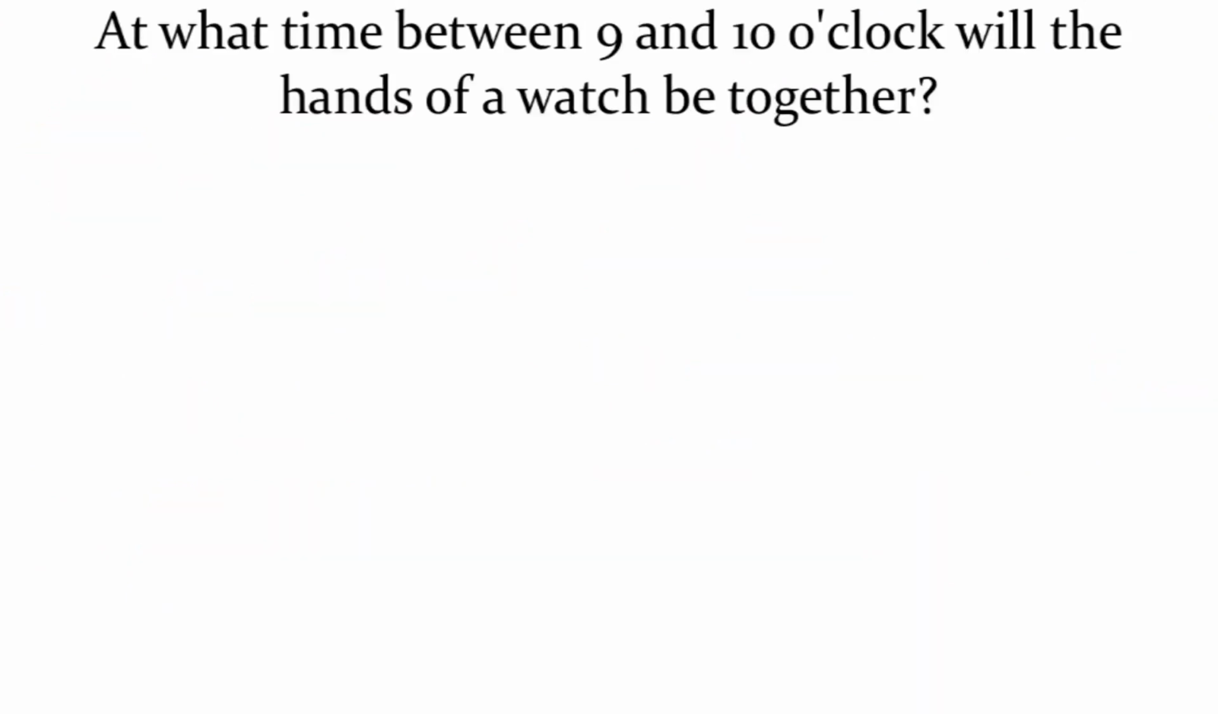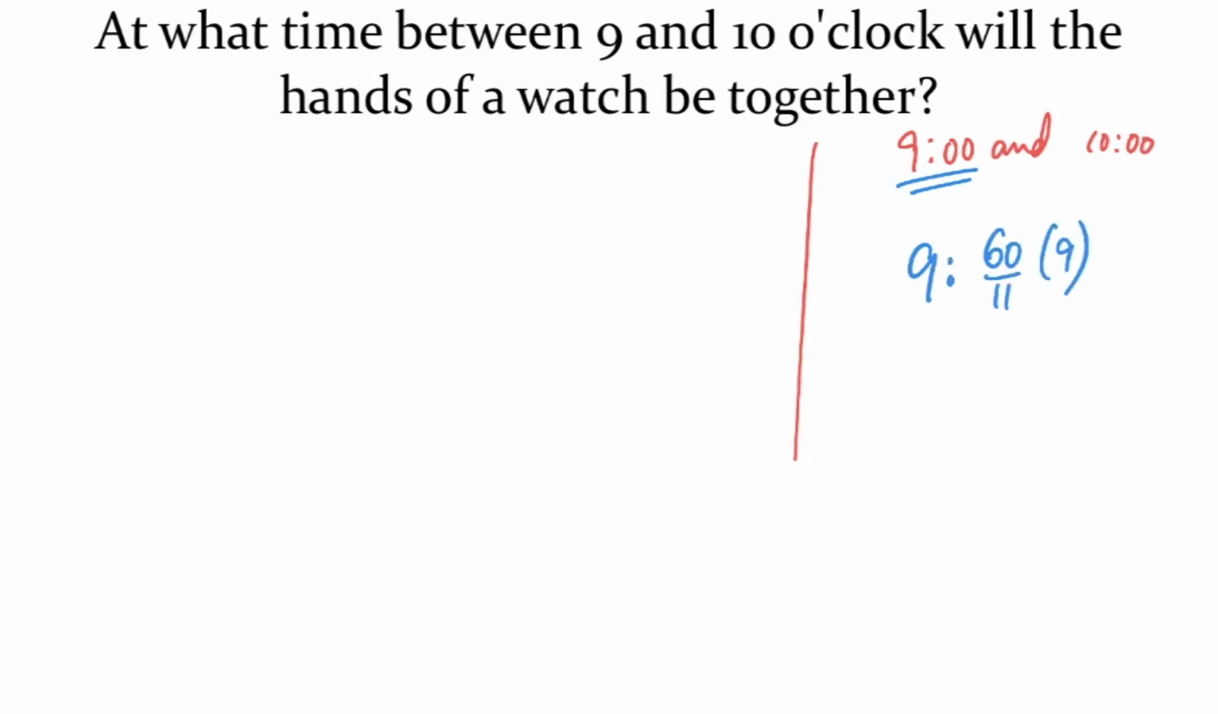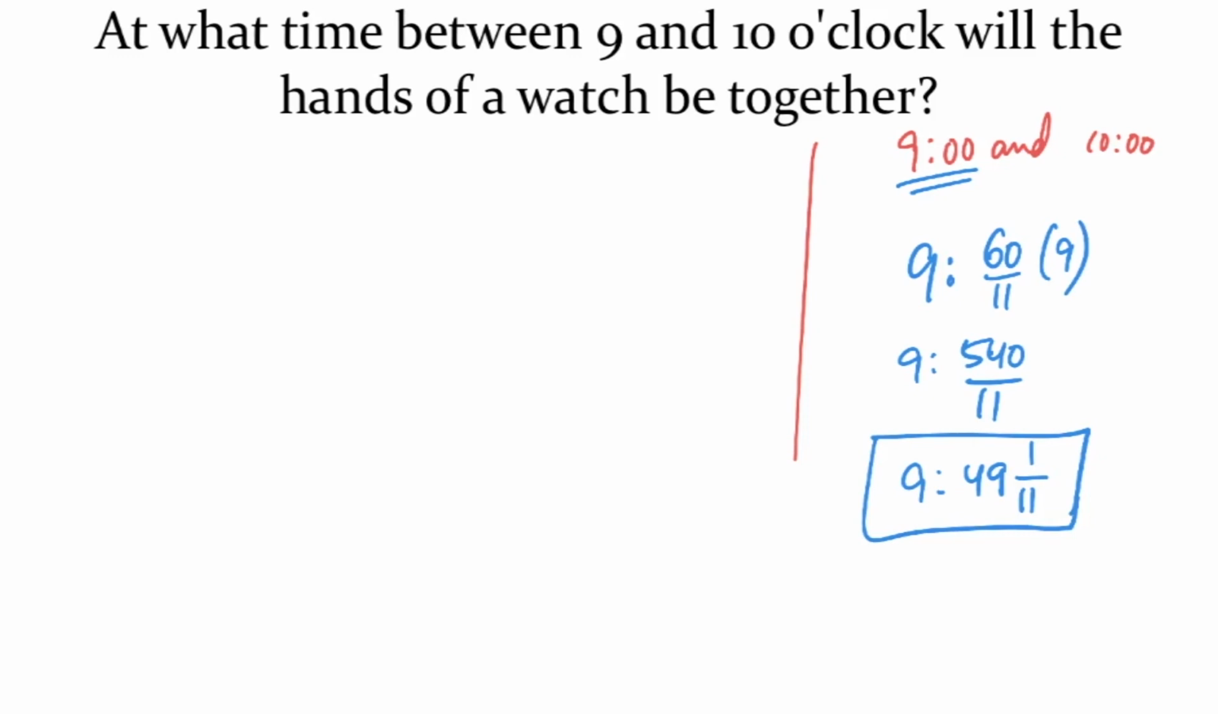At what time between 9 and 10 will the hands of the clock be together? Between 9 o'clock and 10 o'clock. I already told you the problem is about coincidence. After 9, 60 by 11 into 9. At this time coincidence happens. After 9, 60 into 9, 540 by 11. After 9, 11 times 4 is 44, 100 left, 11 times 9 is 99, 1 by 11. At this time both the hands of the clock coincide.